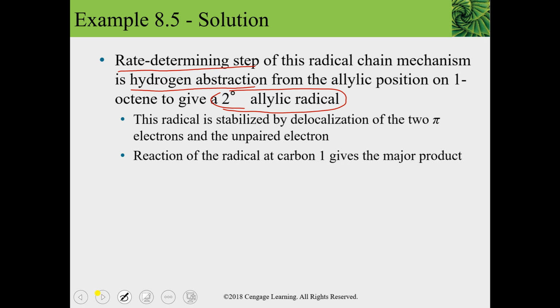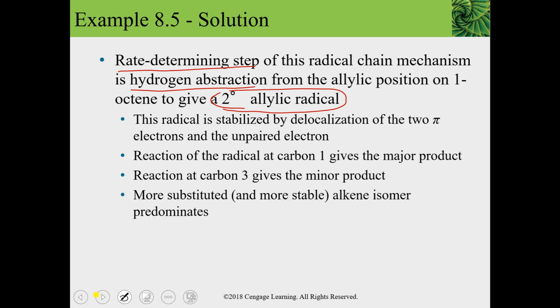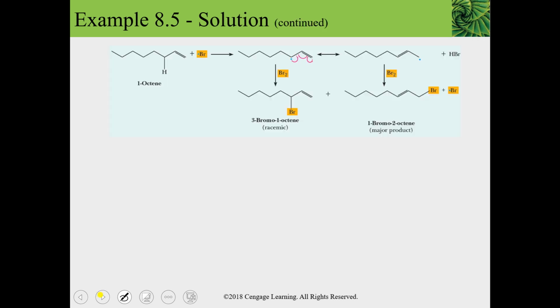And the reaction of the radical at carbon 1 is the major product. We're going to look at the reaction mechanism in just a second. And the reaction at carbon 3 gives the minor product. So the more substituted or the more stable alkene isomer predominates. Why? What is happening? So let's look at the reaction mechanism.